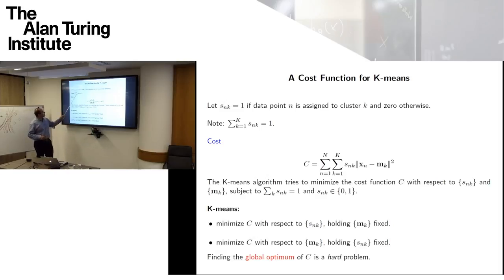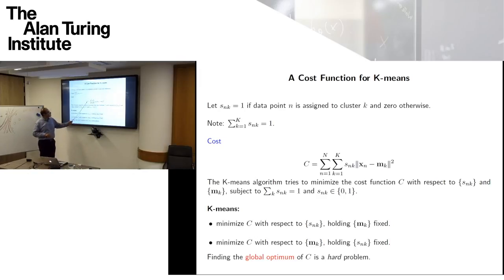And note that because every data point has to be assigned to one and only one cluster, the sum over k of s_nk is 1. So there's only one 1 in each row of this matrix, and all the other elements are 0. That's the assignment variables.